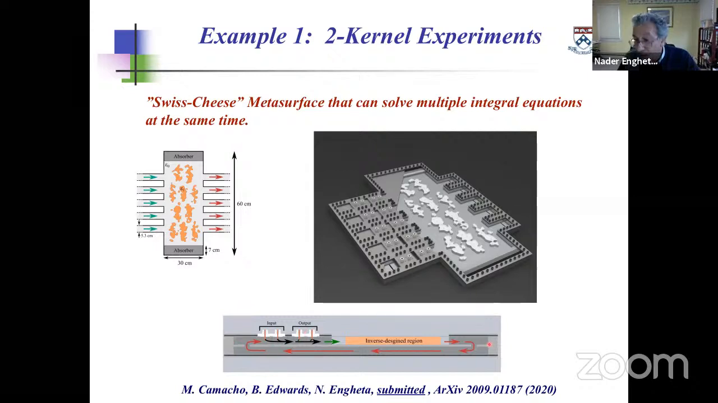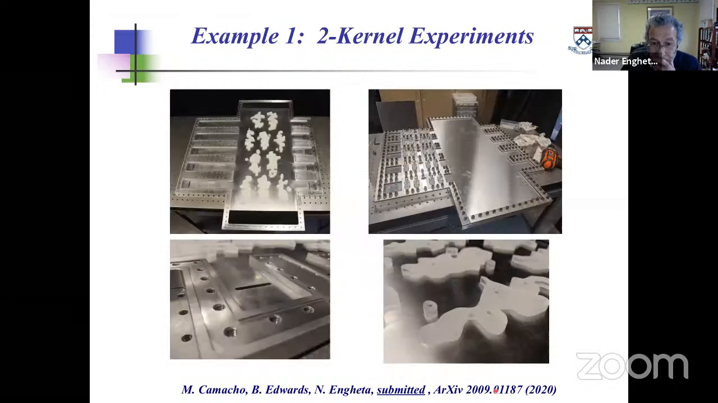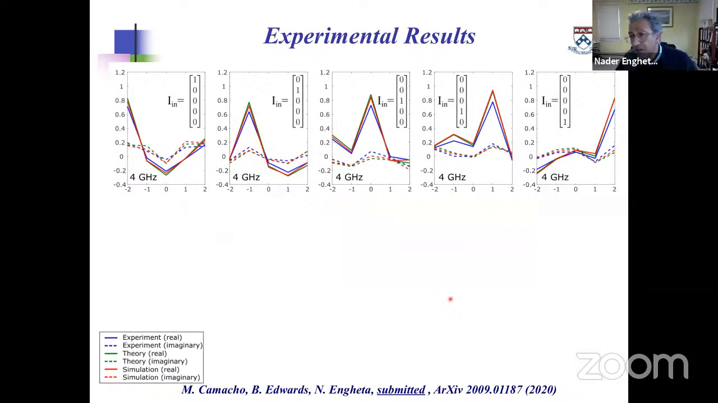You want the wave to go one way, like you design a Yagi-Uda antenna so that the wave goes in one direction. We did something similar by choosing the pair of the antennas over here. We built it. These are the photographs that you see on the structure there. And we did the experiment.